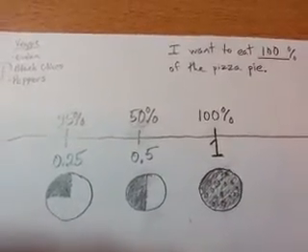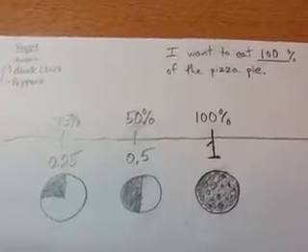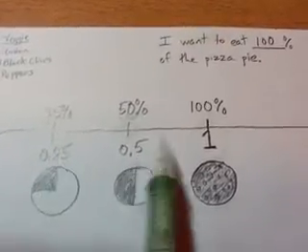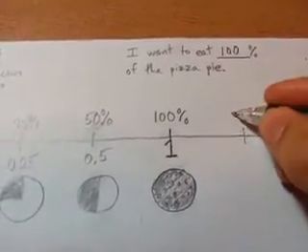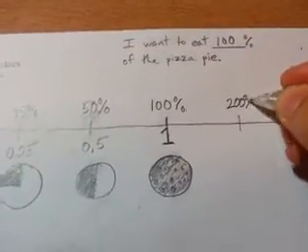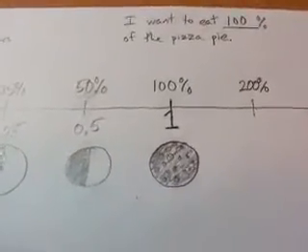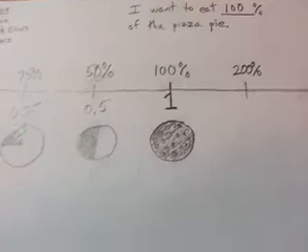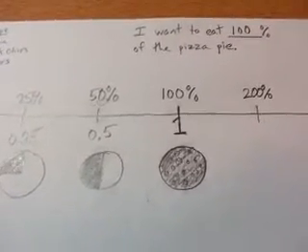But now let's talk a little bit more about the other side. Please focus on the decimal right now. What happens if I go over here and say, I want to eat 200% of the pizza? Huh. What on earth does it mean that I want to eat 200% of my pizza? Does that even make sense?